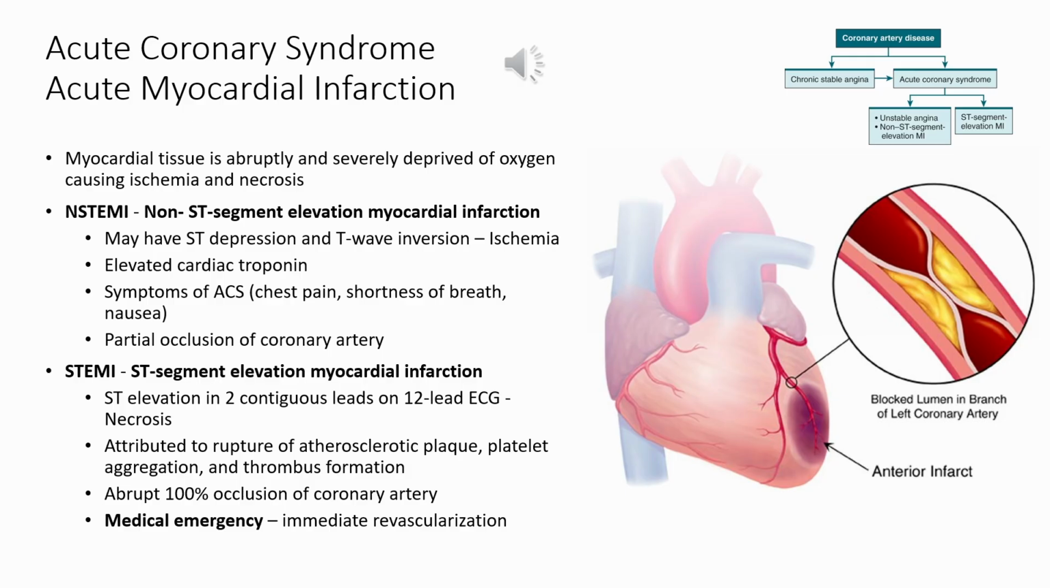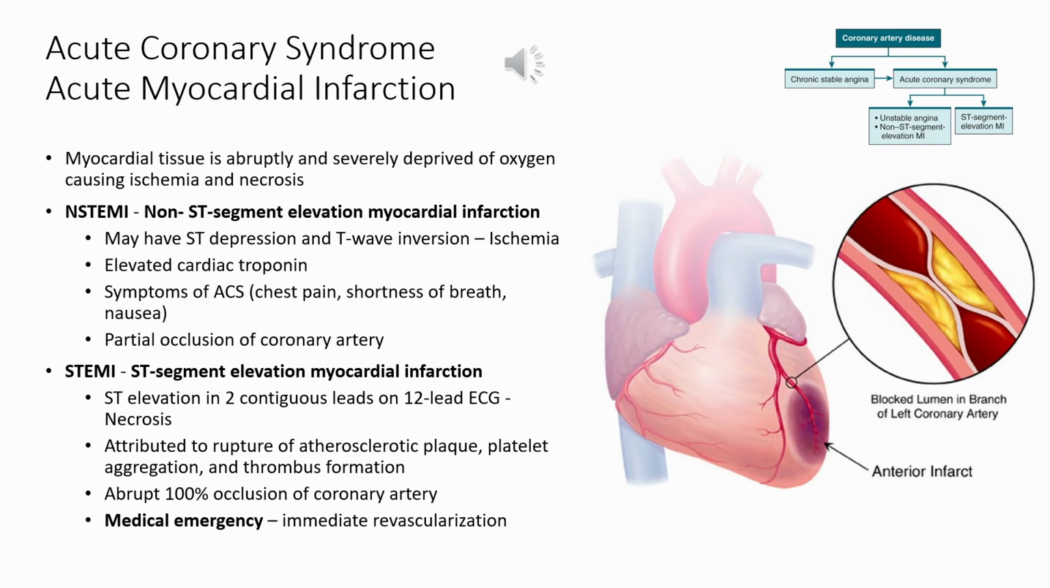With a non-STEMI, we're going to see elevated cardiac troponin levels, which confirm that myocardial cell death. Now this is what separates it from unstable angina. Remember, in unstable angina, the troponin levels remain the same, or they remain non-elevated. Here in our NSTEMI, we do have elevation of our cardiac troponin levels.